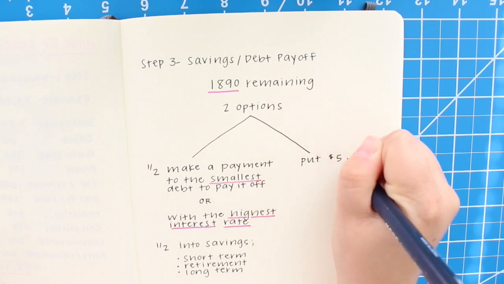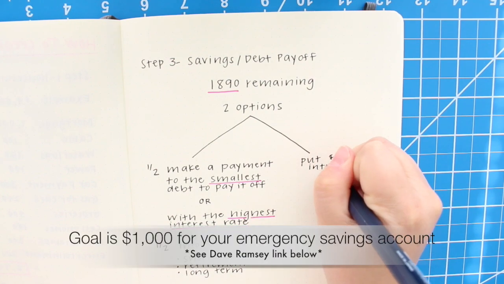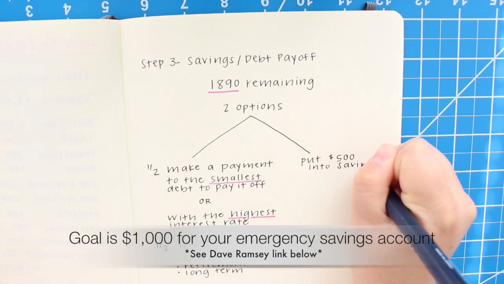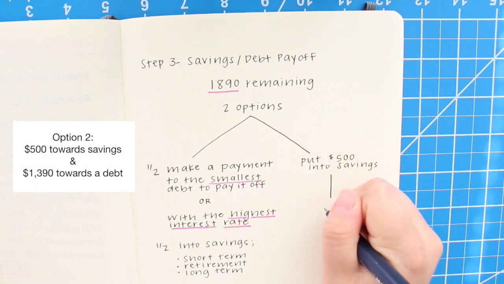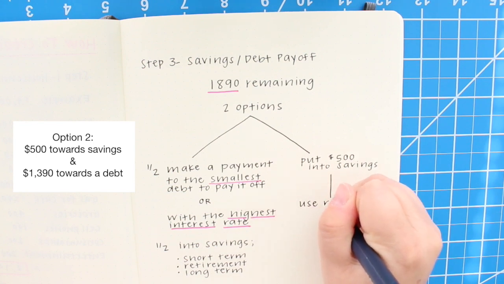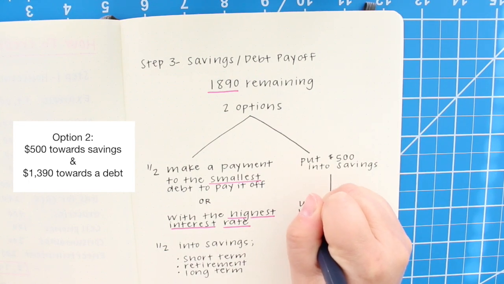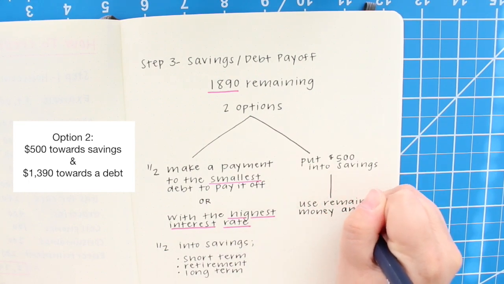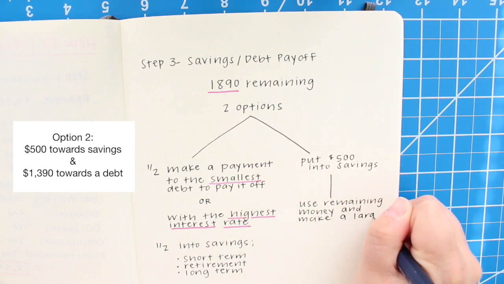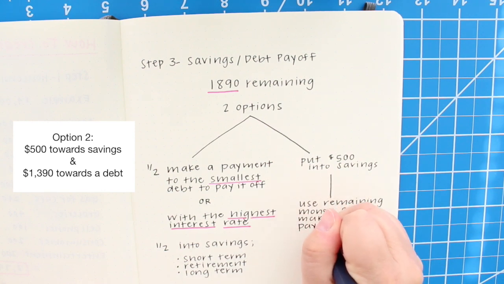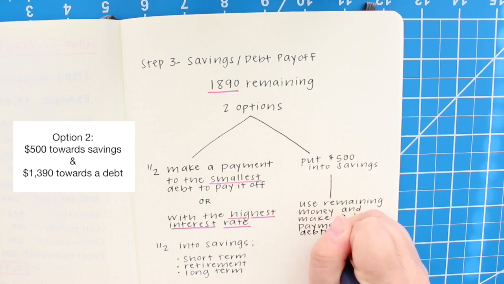Okay, so our second option with the remaining money is for you to put a flat rate of $500 into your savings account. Like I said, this is all going to be very personalized depending on how much money you have left over. If you don't have $500 remaining, if you have $400 remaining, you still have these two options as to what to do with that remaining money. So for this example, we're going to put $500 into our savings account. Then we're going to use the remaining money that we have left over, and we are going to make a large payment. And the payment that we're going to make is to the debt that we have with the highest interest rate.